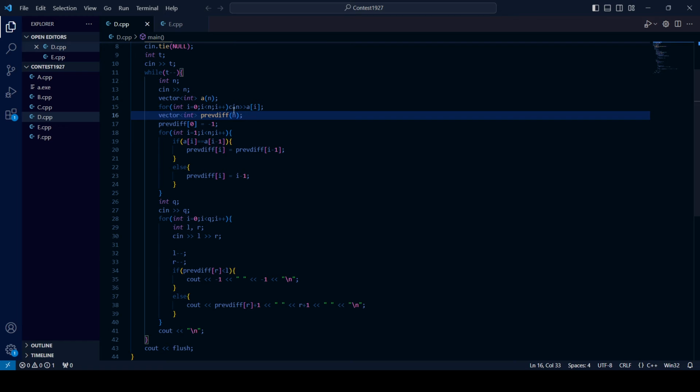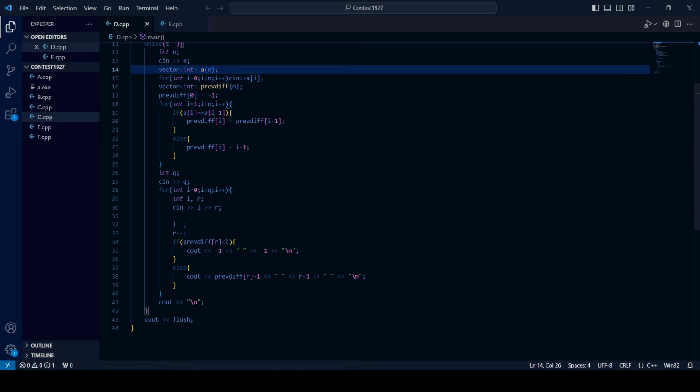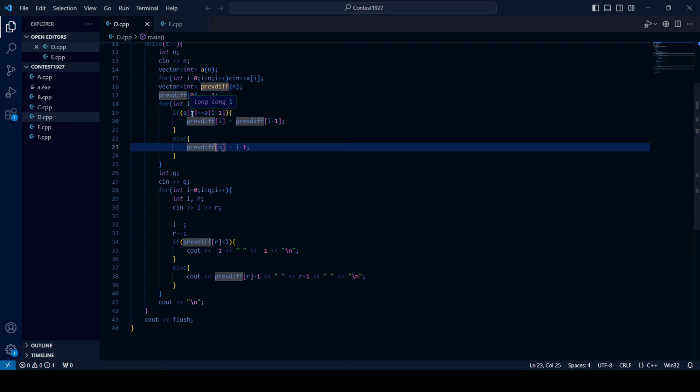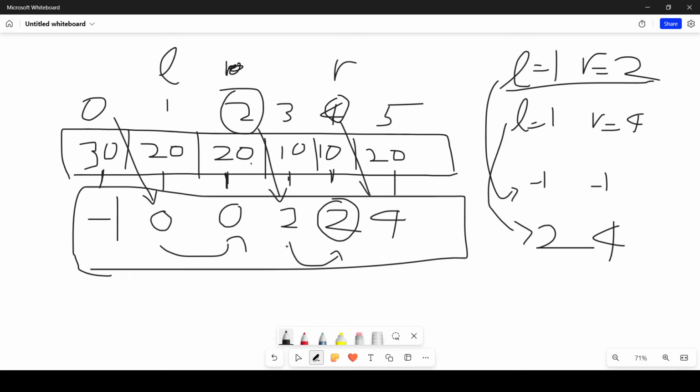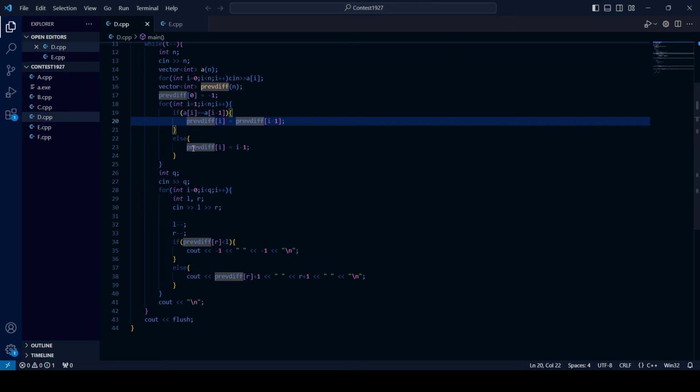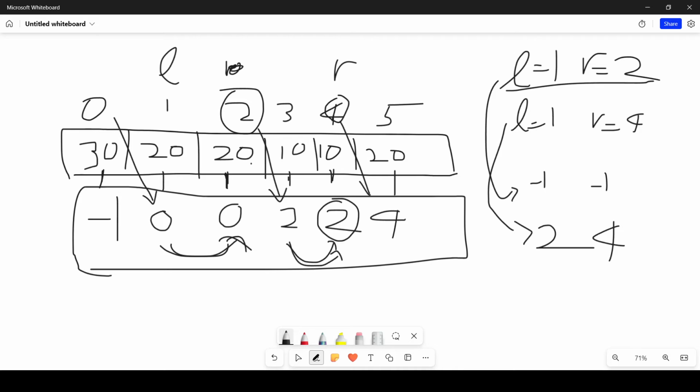The new array I'm constructing, I've named it previous difference, prev diff here, and so I input array A, and the previous difference for 0 I just set to be -1. So for all elements from 1 to n-1, if a of i is equal to a of i-1, I set the previous difference of i to be previous difference of i-1, which is what we do here and here. And if it is not equal, I just do previous difference of i is i minus 1, which is what we do here, bringing the 2 down, 0 down, 4 down.